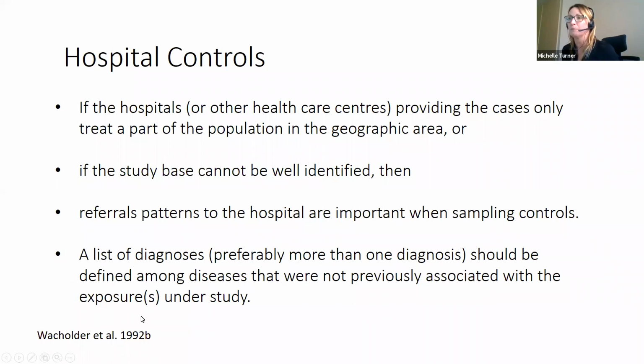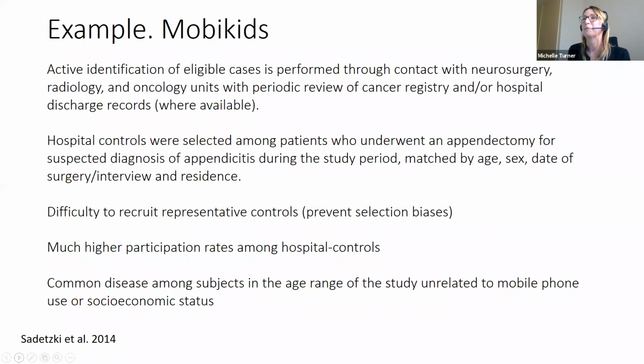This paper also recommends that it's important to recruit controls with diseases from hospitals that are not associated with the exposure under study. They also recommend that you could consider recruiting controls with multiple different diseases. That way, if you're uncertain about one of the control disease groups' relationship with the exposure under study, at least you have all of these other controls with other diseases that are probably not related to the exposure. So that's just something that they suggest you can think about.